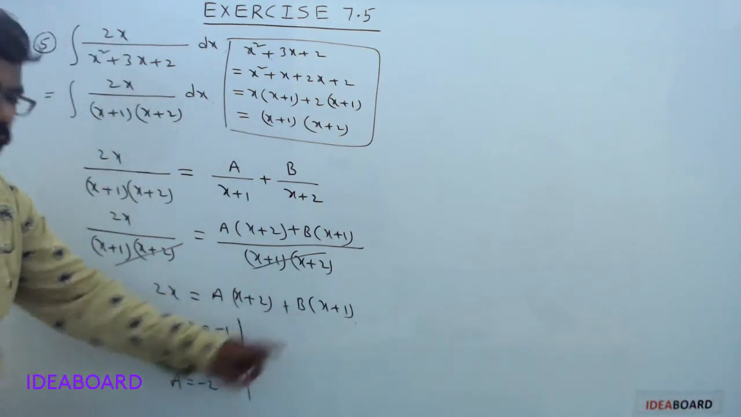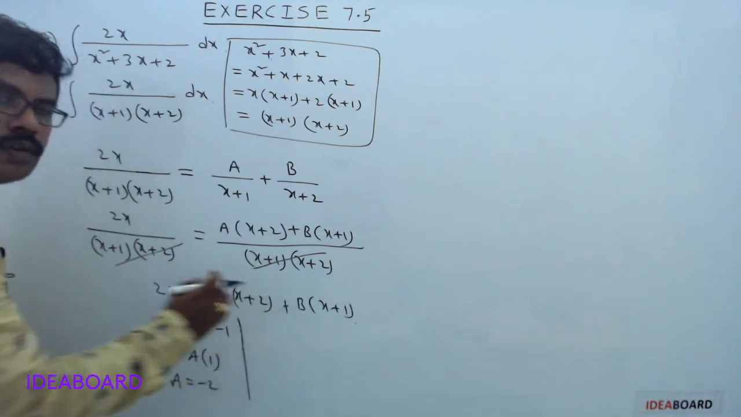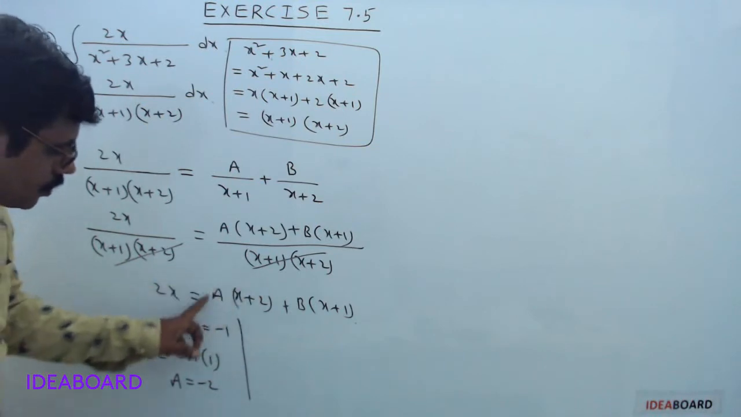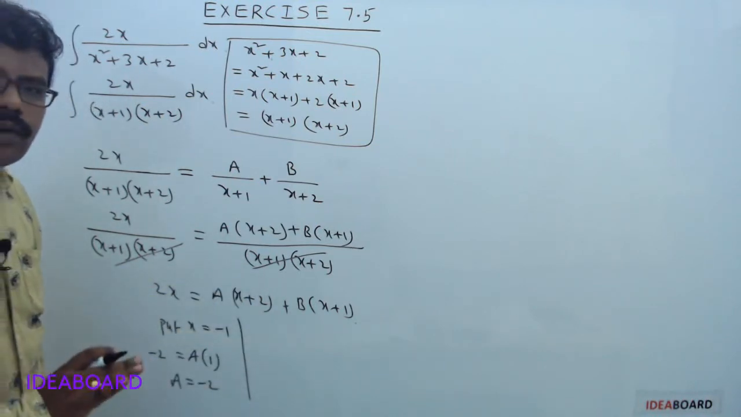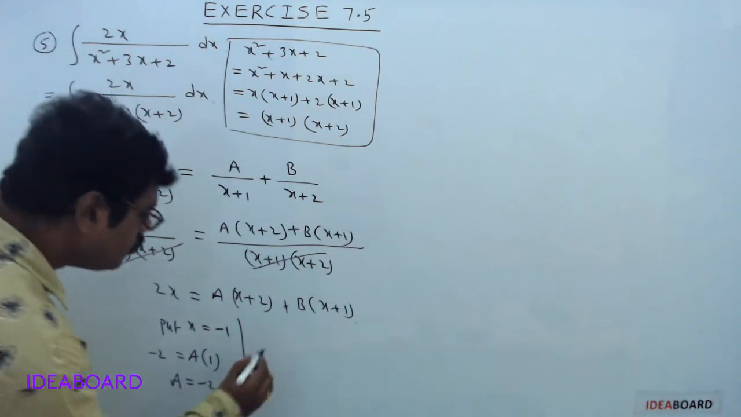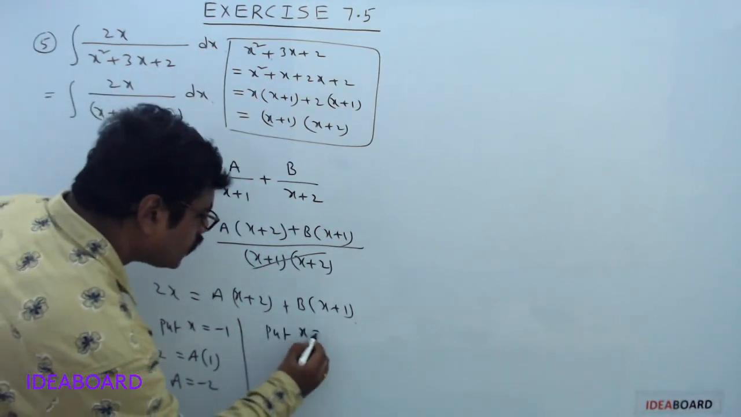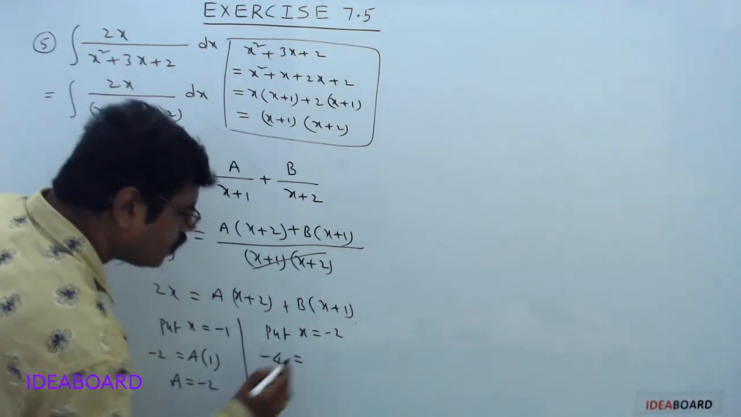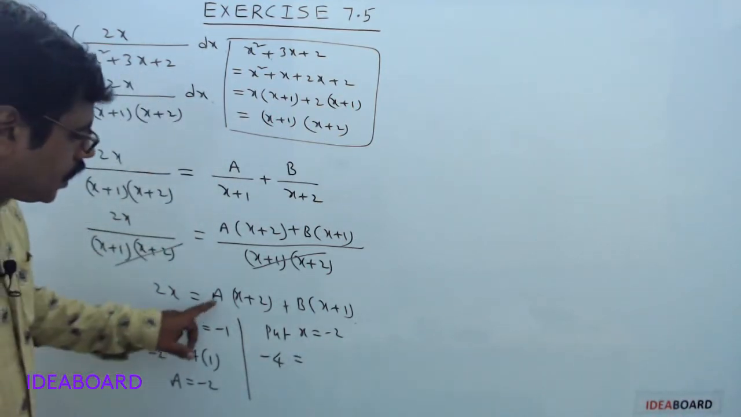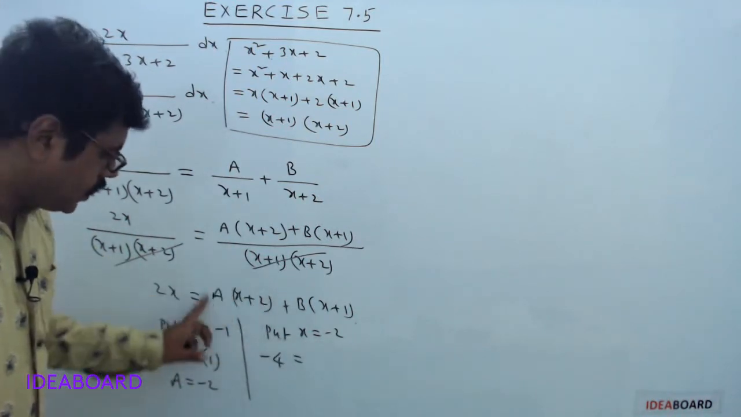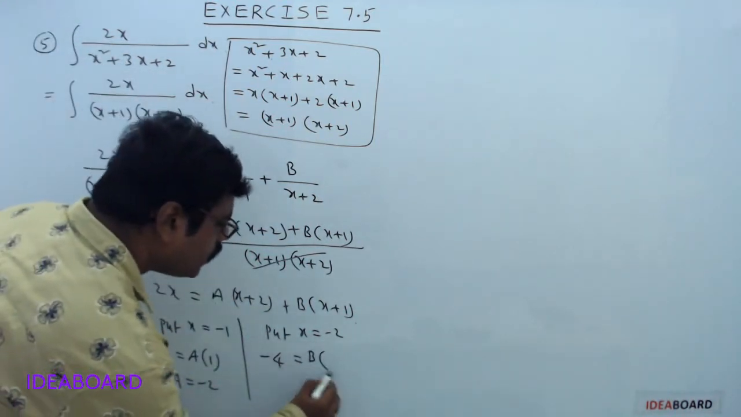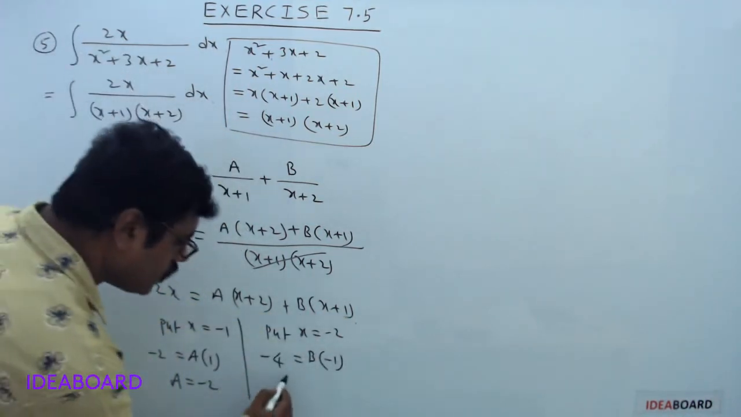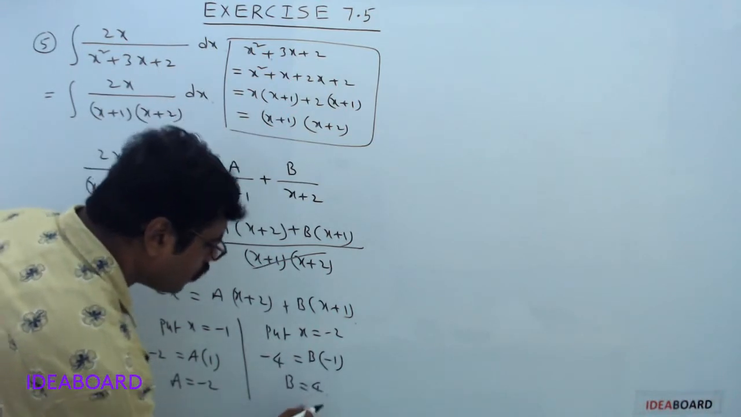To find the value of b, make the first term 0. By substituting x equal to minus 2, automatically it will be 0. So put x equal to minus 2. 2 into minus 2, minus 4, equal to a into minus 2 plus 2. It will be 0. b into minus 2 plus 1, that is minus 1. Therefore, b equals 4.